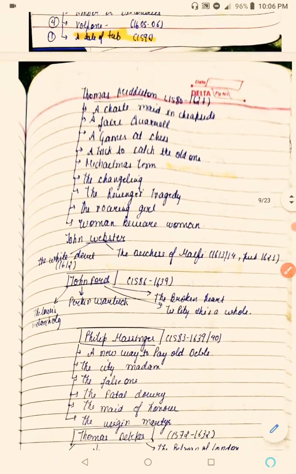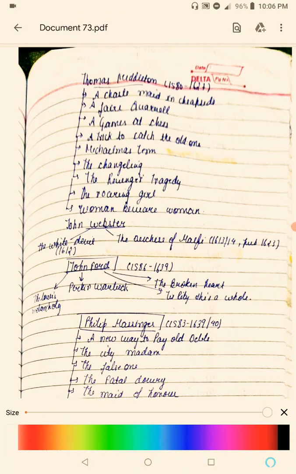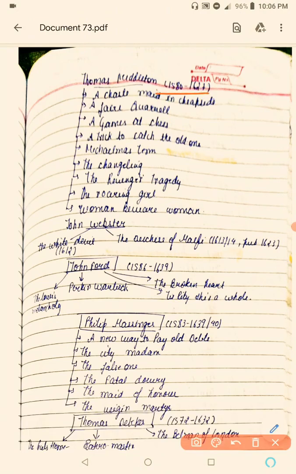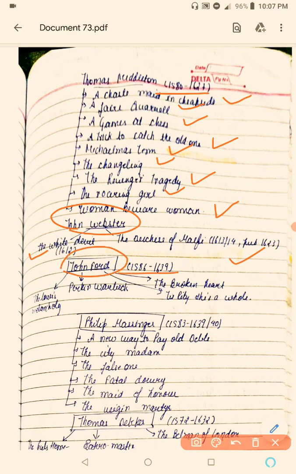Then, another important dramatist of the time was Thomas Middleton. His lifespan was 1580 to 1627. He wrote A Chaste Maid in Cheapside, A Fair Quarrel, A Game at Chess, A Trick to Catch the Old One, Michaelmas Term, The Changeling, The Revenger's Tragedy, The Roaring Girl, Women Beware Women. Then John Webster. He wrote two important works, The White Devil and The Duchess of Malfi.